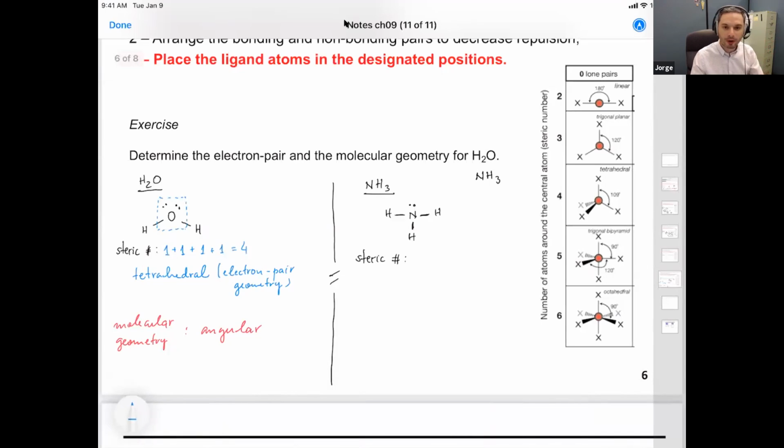Again, we are only looking at the central atom. So let's take a look at the nitrogen. 3 single bonds, each one contributes with a unit, and one lone pair that contributes with a unit.